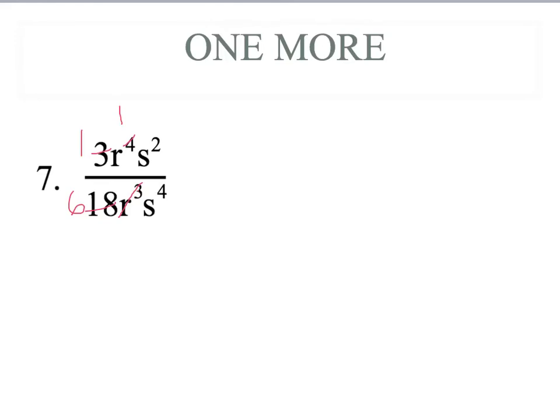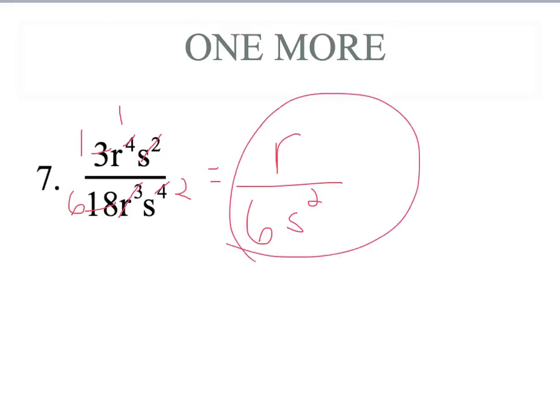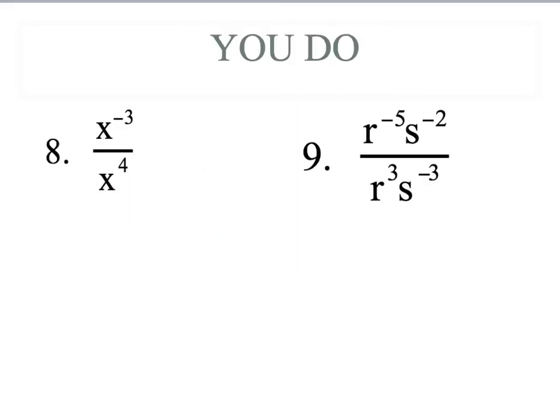Here, if I'm subtracting, I take away the 2 here, and I'll have 2 left over. So if I rewrite this, all I have left on top is r, and on the bottom I have 6 s squared. Okay, so we're just trying to simplify through. Let's pause the video for a moment, and I'd like you to try these two on your own.